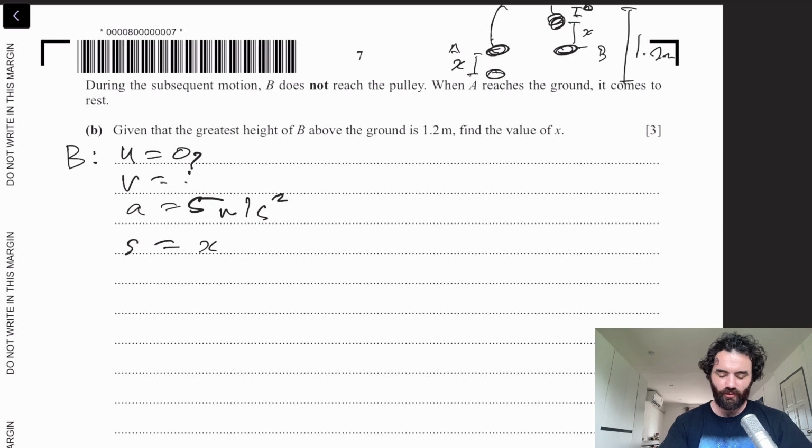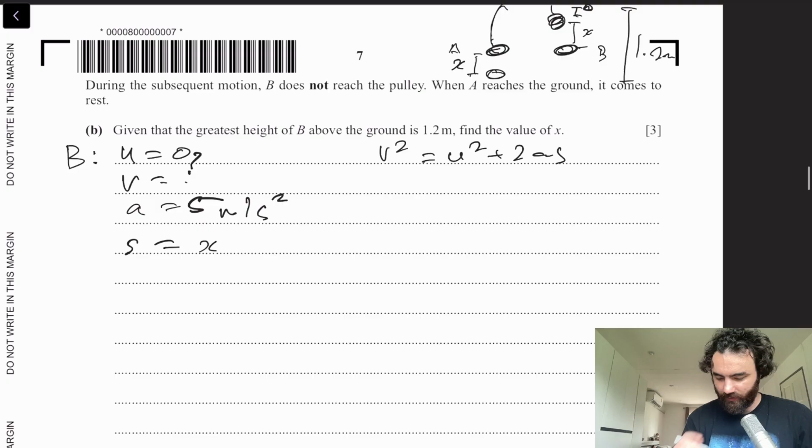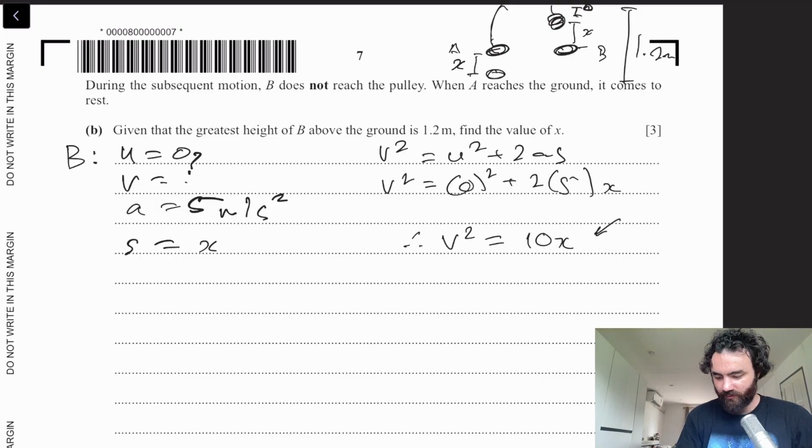I guess we could just do it in terms of v squared. Just looking if we have any equation. So we have this equation here, plus 2as. So v squared equals 0 squared plus 2 times 5x. Therefore we get v squared equals 10x. So we have one equation in terms of x.